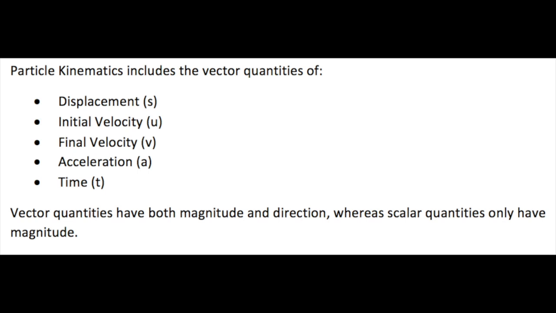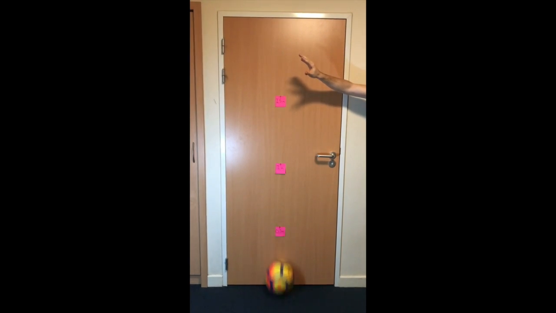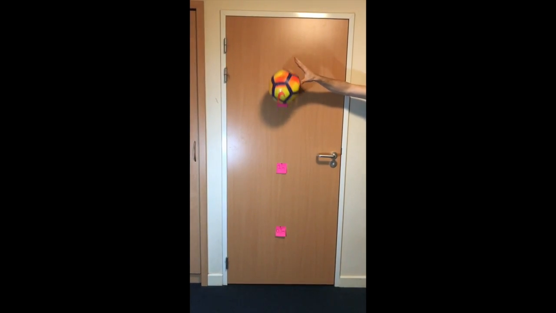Particle kinematics includes the vector quantities of displacement, initial velocity, final velocity, acceleration, and time. Vector quantities have both magnitude and direction, whereas scalar quantities only have magnitude. Rectilinear motion is the movement of a body in a straight line, like the ball dropping vertically in this video.